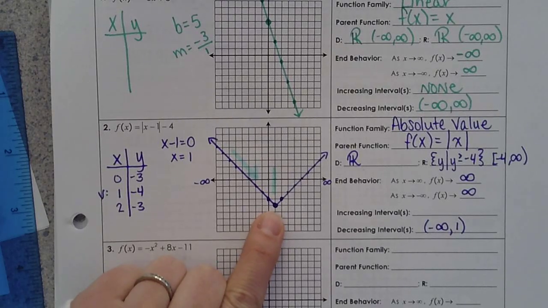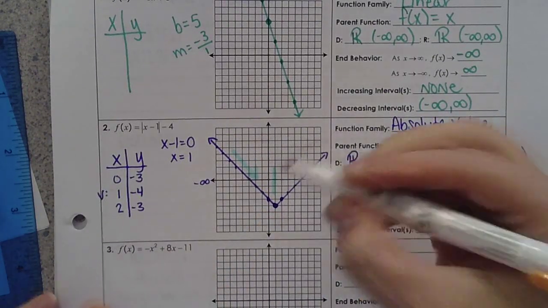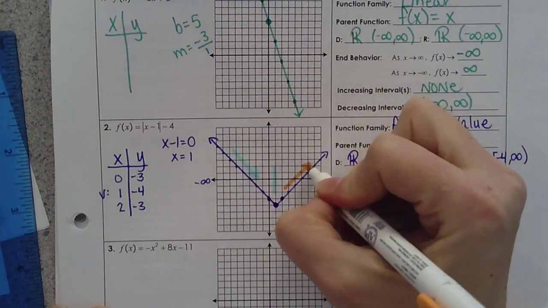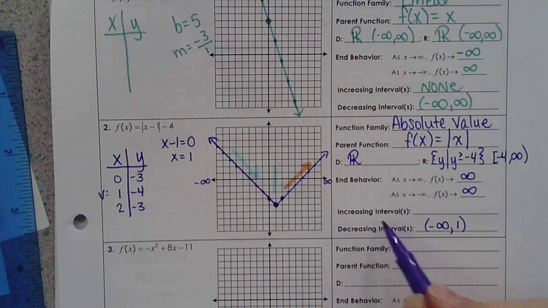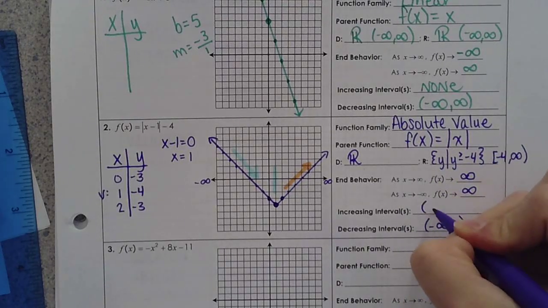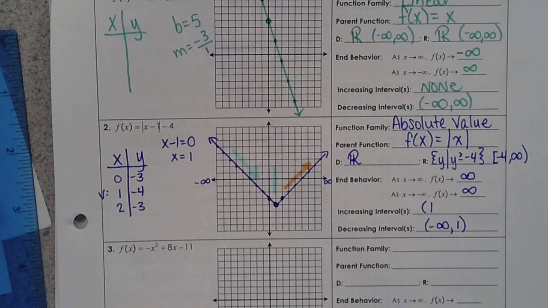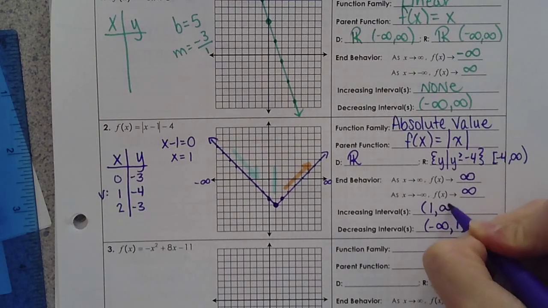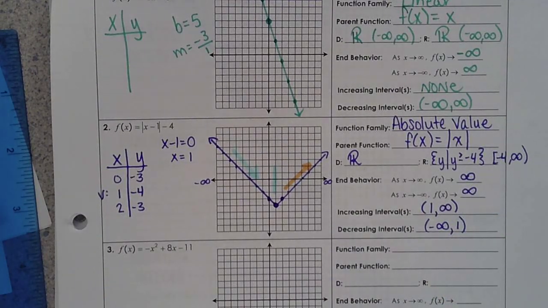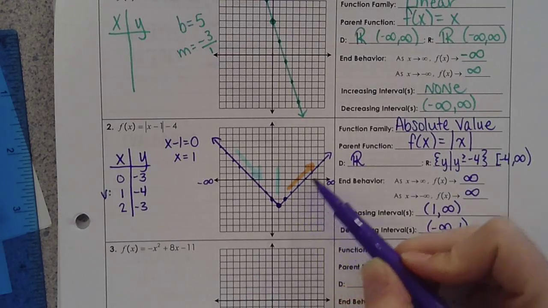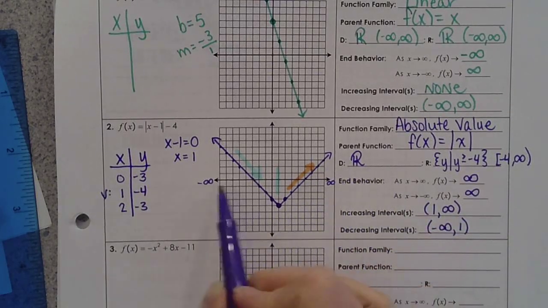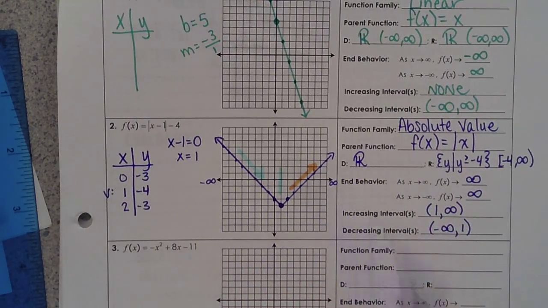Right here where x is positive 1, it changes direction and it now has a positive slope. And that positive slope is the increasing interval, and it starts at 1 for my x value and it goes to infinity. Okay, downhill decreasing, uphill increasing, using my x values, my domain, to describe each section.